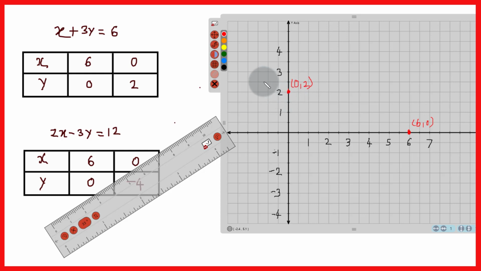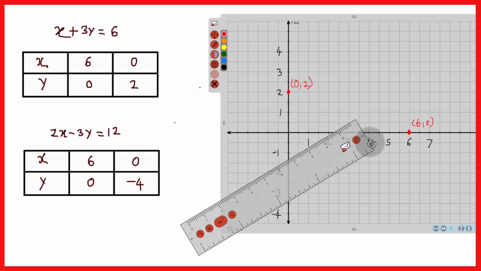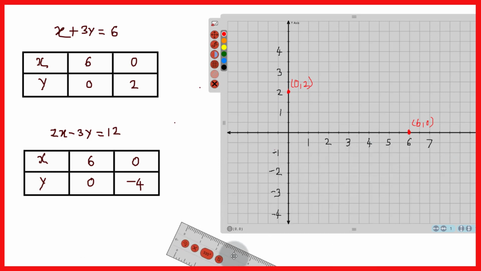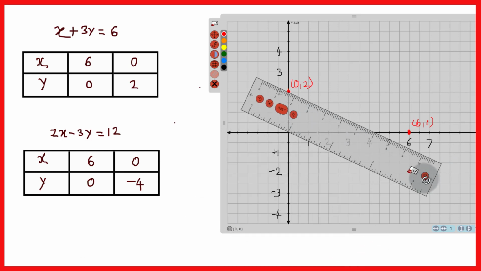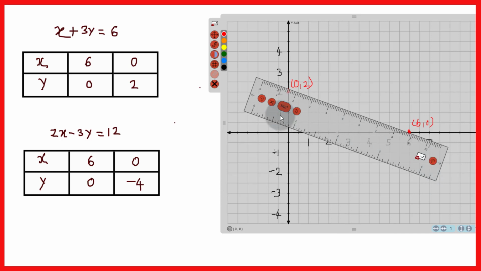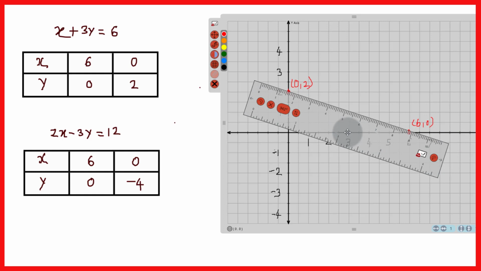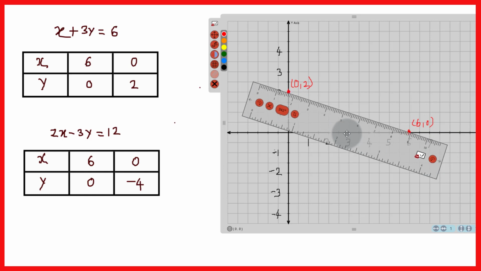And now we will draw a line passing through these 2 points. So here we will draw a line passing through these 2 points. It is like this.